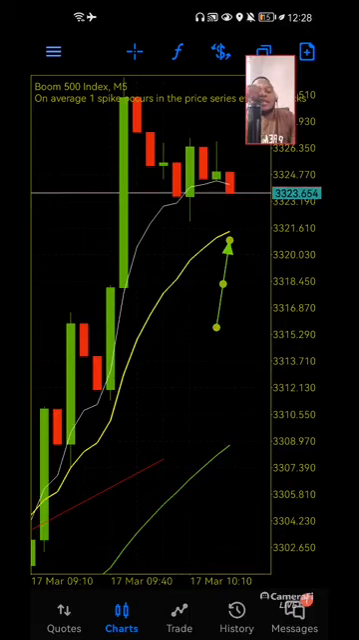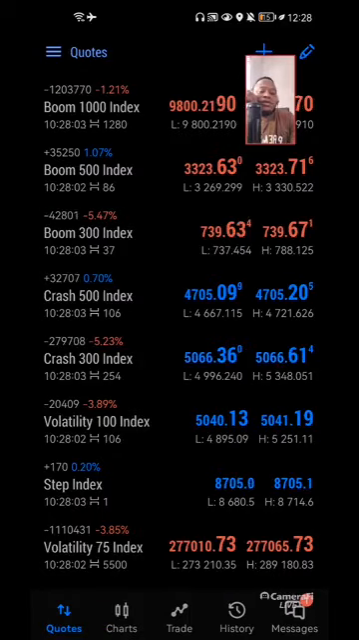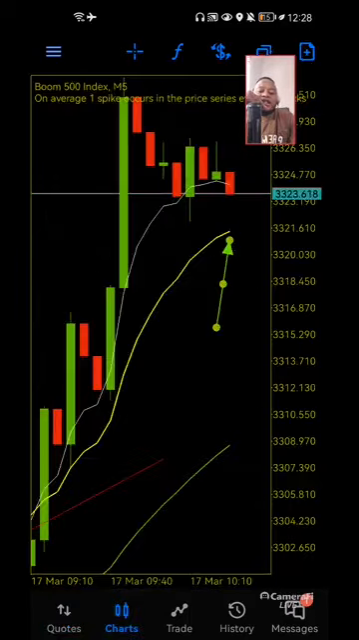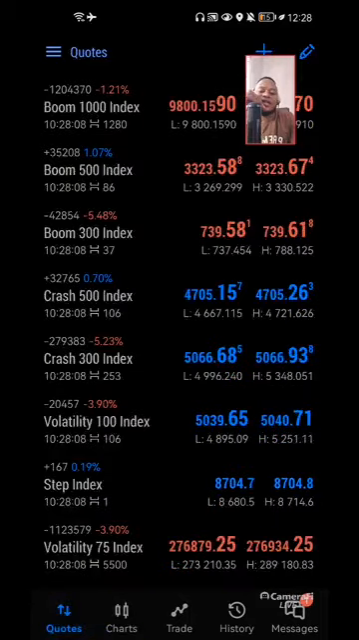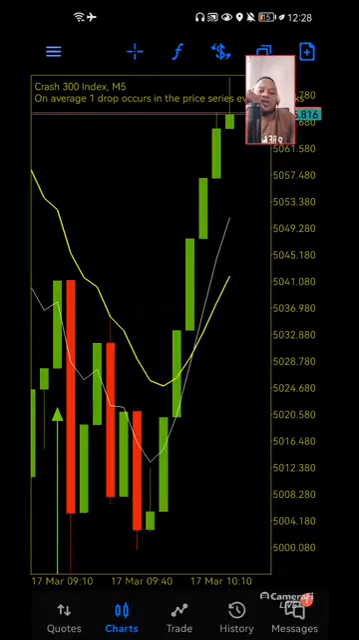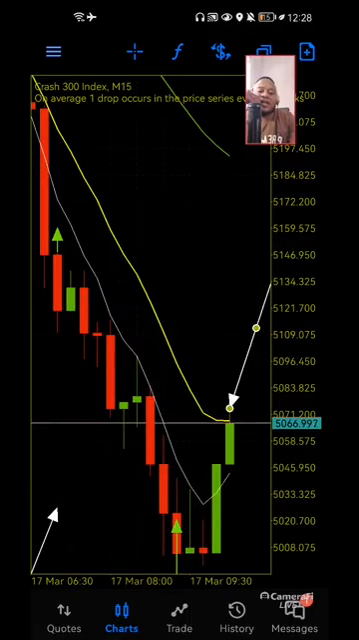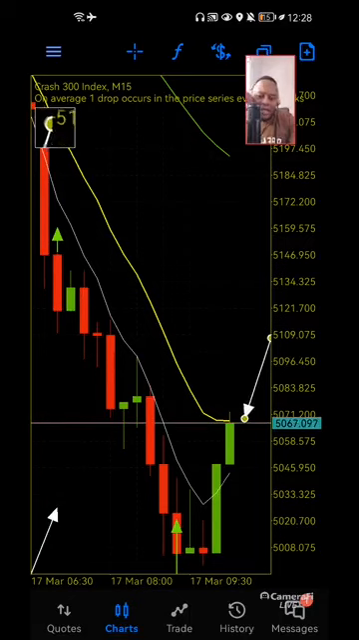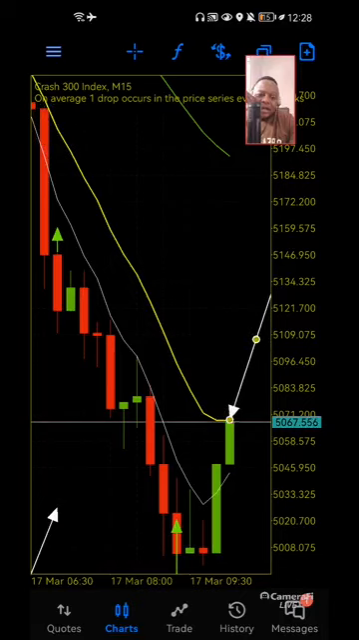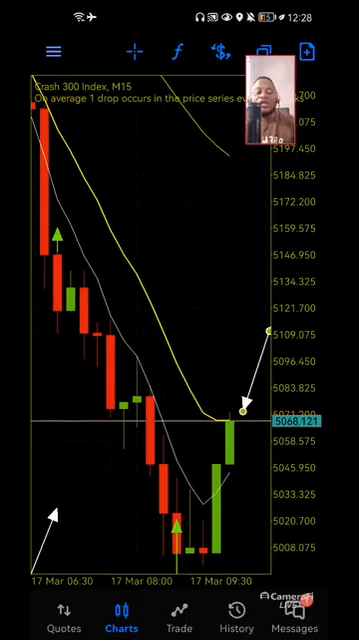I want to do a signal, guys. Check that thing. Yeah, Crash 300. Let's go to M15. Crash 300, M15. You see what I was saying? That is going to react. We are exactly on the yellow line. You see what happened? It reacted because it just hit the yellow line. Which means we still expect more reactions to come. So that's why we are expecting a spike within 4 minutes.